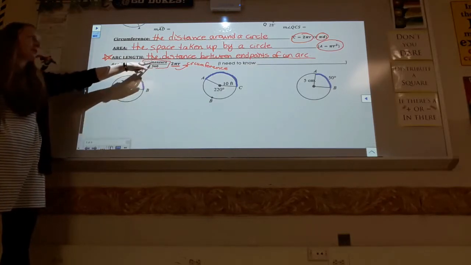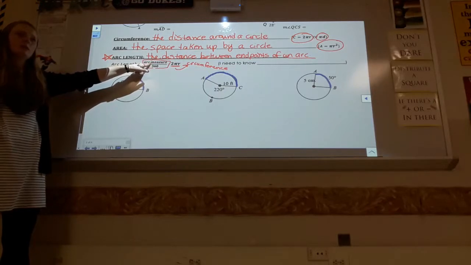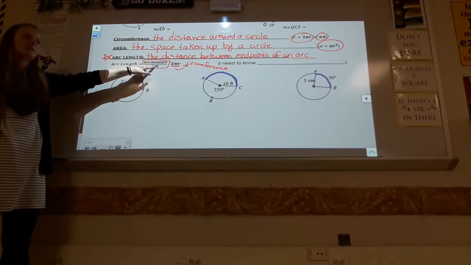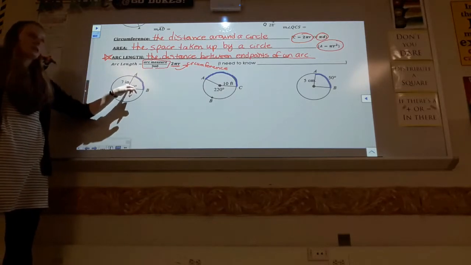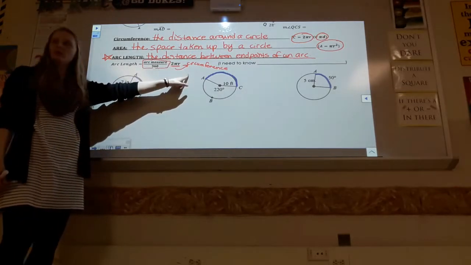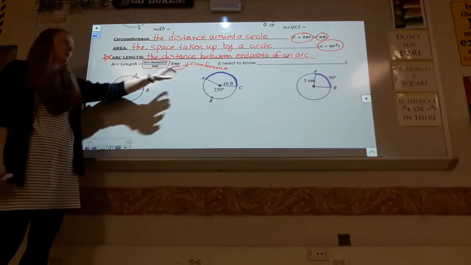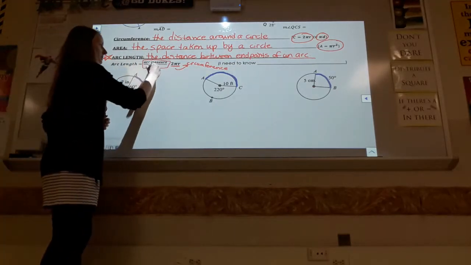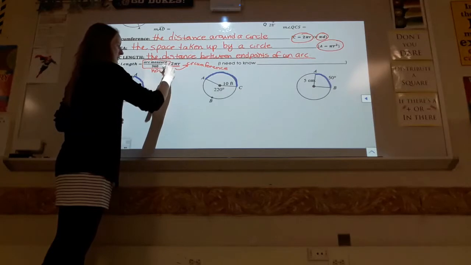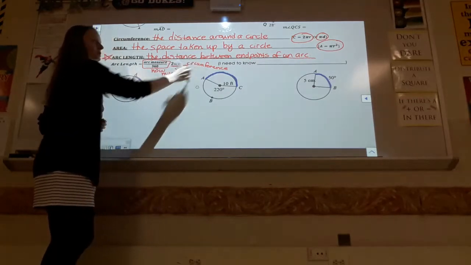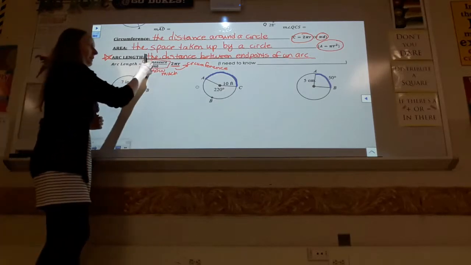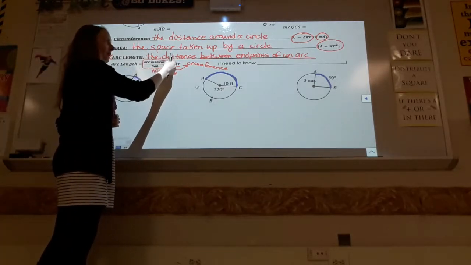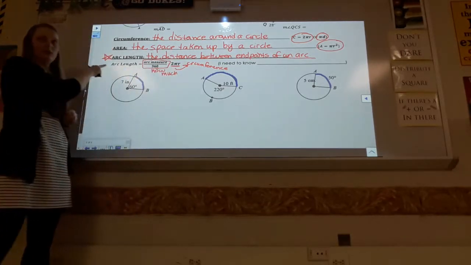So let's say that my arc measure was 90. If I have 90 over 360, that would, if simplified, be a fourth. So if I know that the arc measure right here is 90, that's a fourth of the circumference, a fourth of a circle. So the way that you figure out how much of the circumference to use, we use this fraction. You guys want to memorize how this works. We're going to use this fraction times the circumference, 2 pi r, and that's how I find arc length.